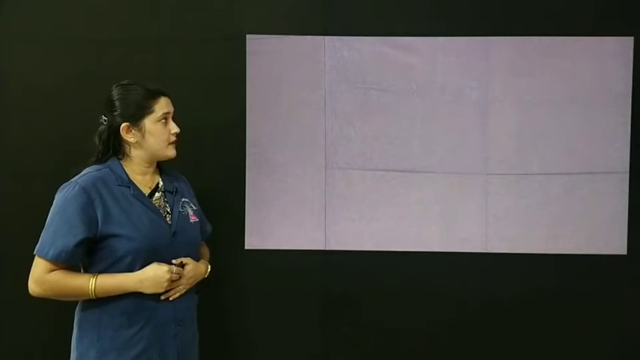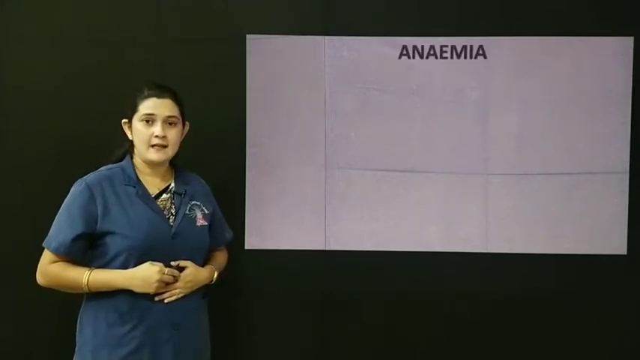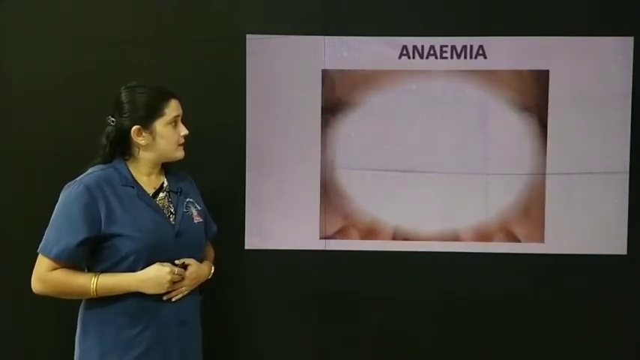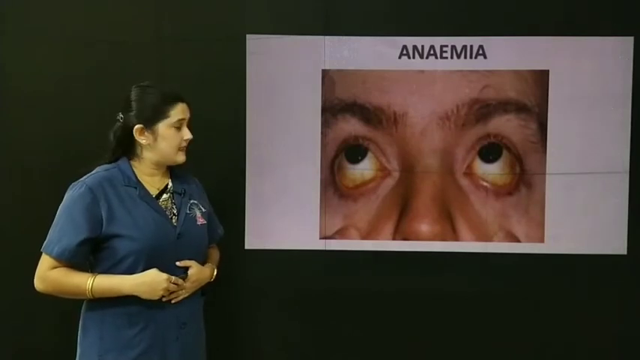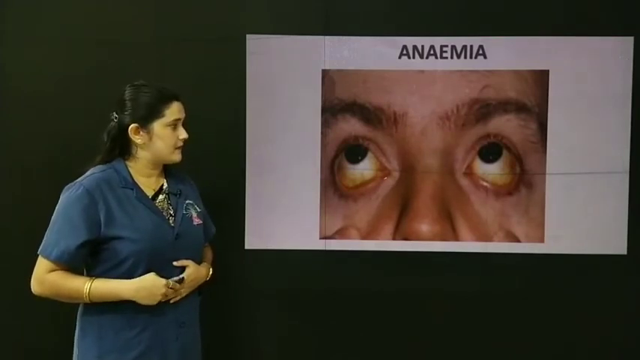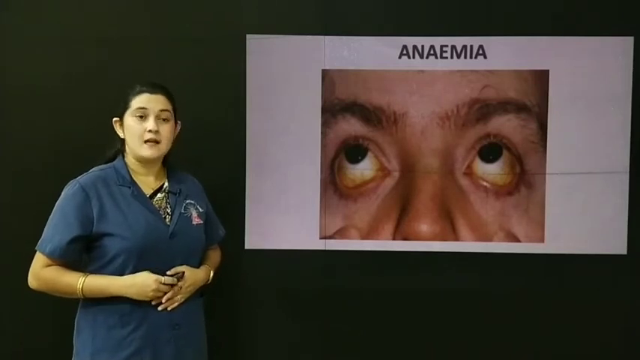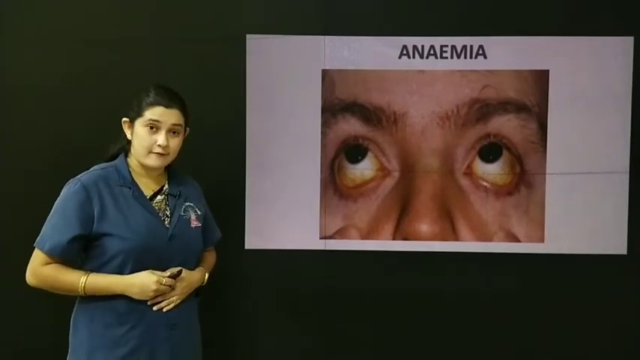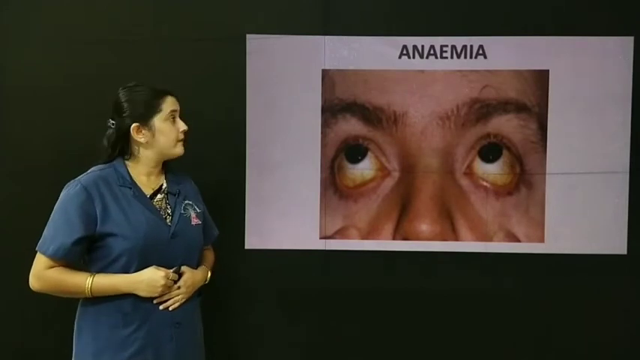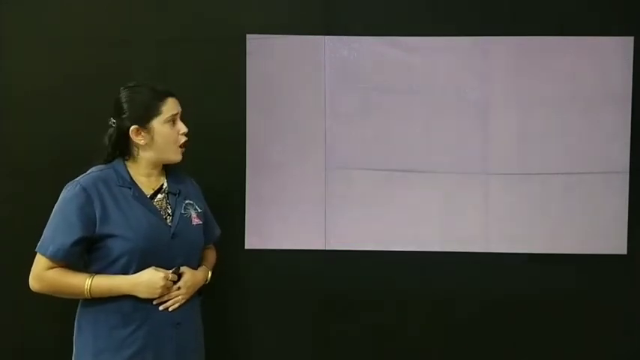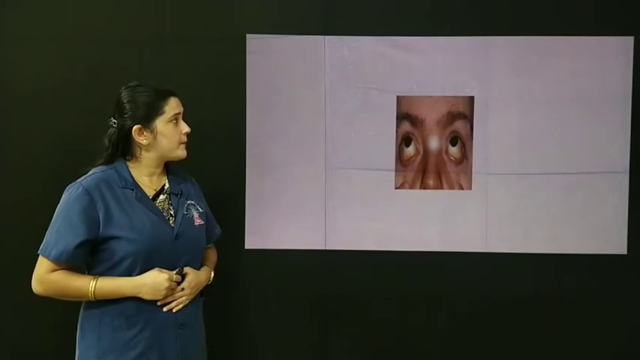The next deficiency disease is anemia. So, here you can see the eyes of the person. How are they? They are pale. This person is suffering from anemia. What are the other symptoms of anemia?